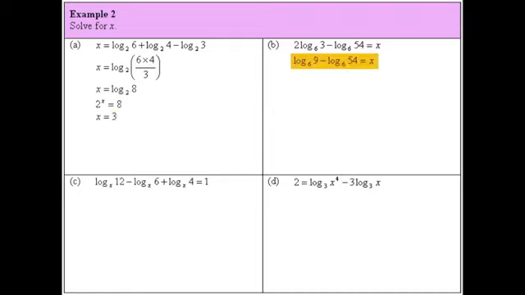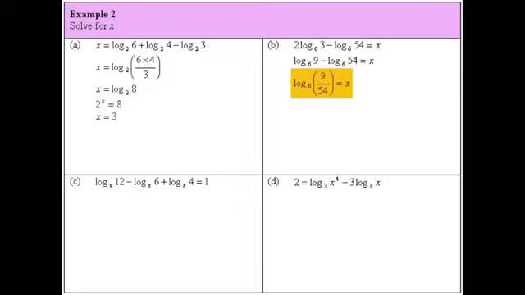In question B, we have 2 times log base 6 of 3 subtract log base 6 of 54. Now, we're going to use two laws of logs here. We're going to use our third law first, and then we're going to follow that up with our second law. The 2 log base 6 of 3 can be expressed as log base 6 of 3 squared, where the 3 squared is equal to 9.